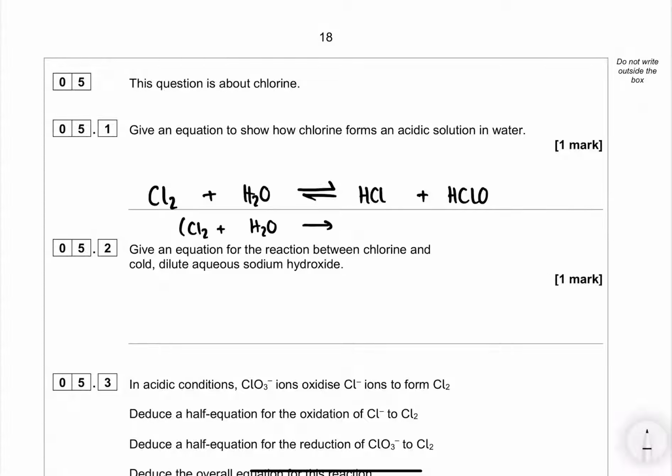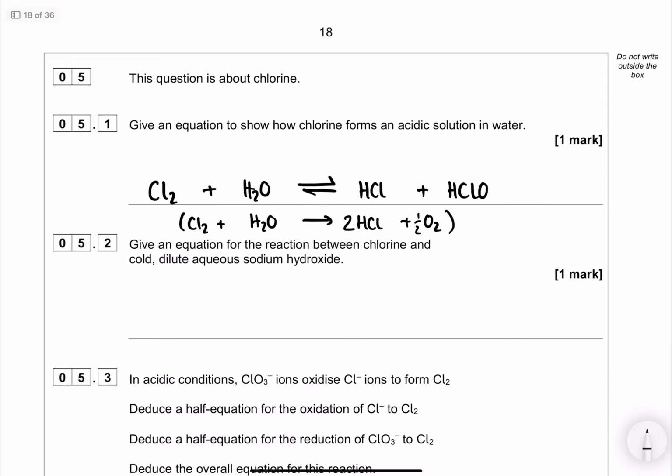Now, they will allow you, if you were to write the reaction of chlorine with water in strong sunlight, you get HCl and oxygen. And if you try to balance that equation with two Cl's there, you'd have to have a half an O2 here. Both of these are acceptable. I prefer the top one.